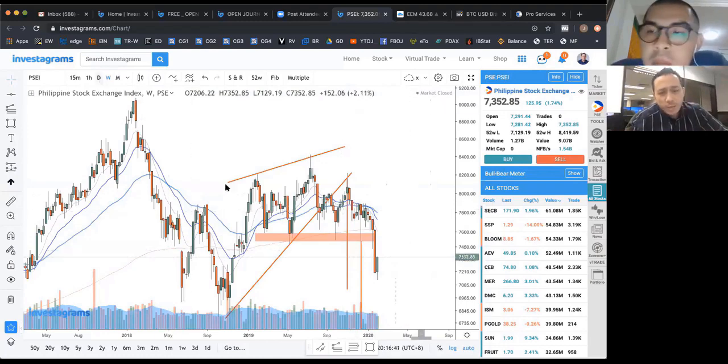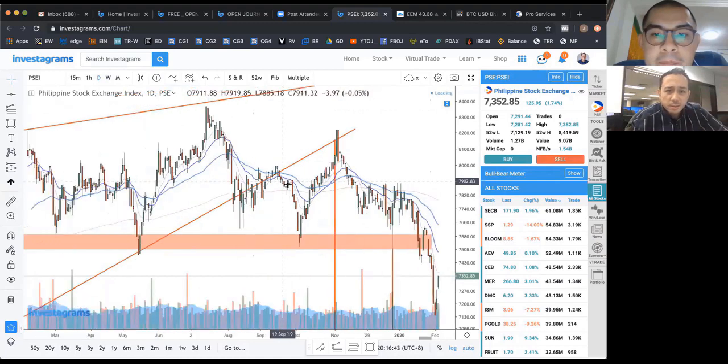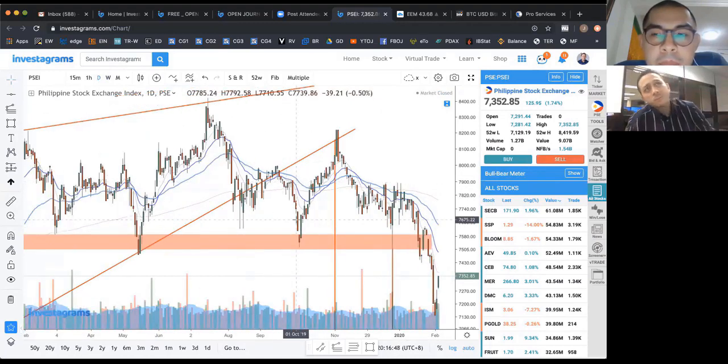So at least that's what we have for the index. Remember, as prices go down, and maybe some of you may be thinking about bottom picking, bottom fishing, the earliest sign of a reversal is always a bullish divergence. And after a bullish divergence, you have a reversal pattern.